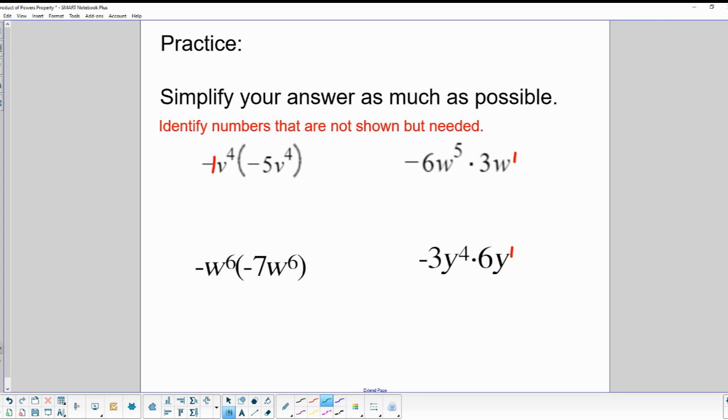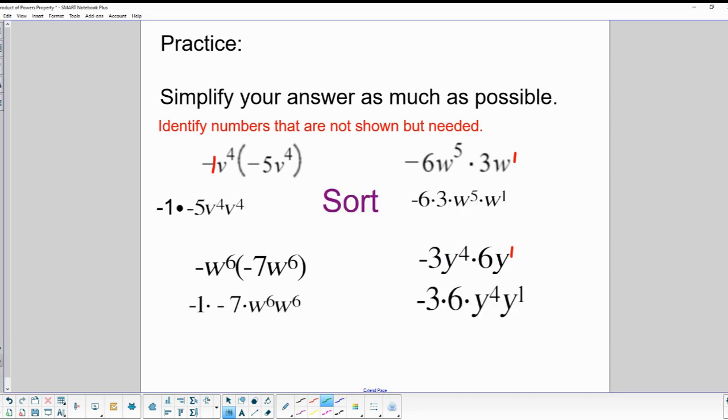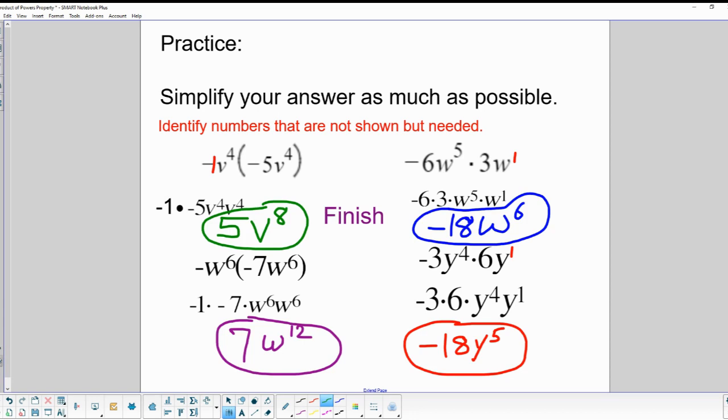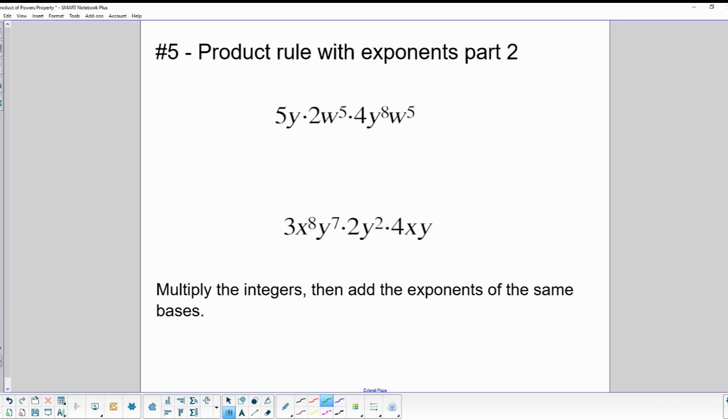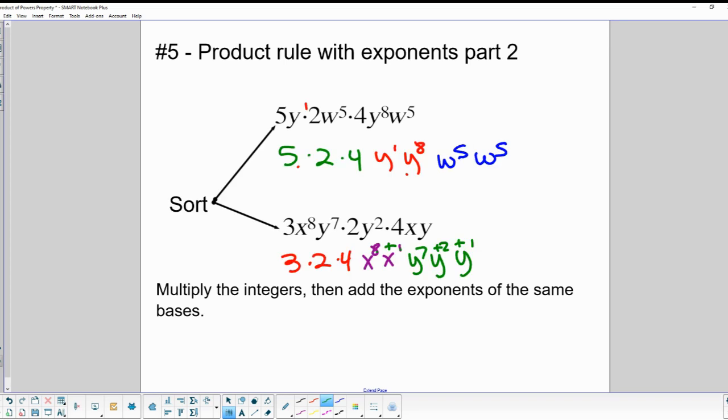Okay, so basically what we did is we identified the numbers that were missing, and then we sorted them so that we could do the things that are alike together, and we finished off the problem. So that's the process. Now these last couple are a little bit longer, so we're going to do the same thing. So we're going to sort the problems, and if we have to, put a little exponent on this y that maybe doesn't have one, but put that y to the first there.